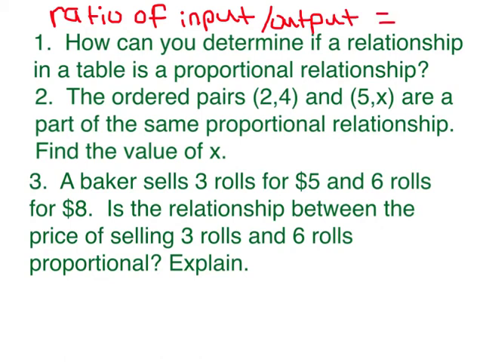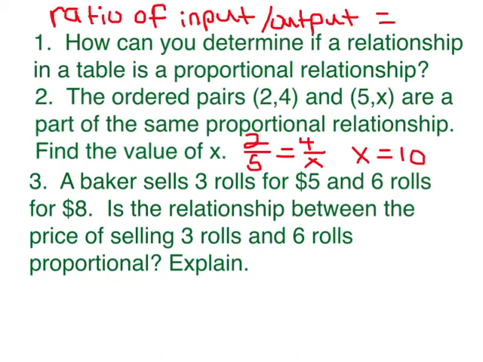Number 2, the ordered pairs are a part of the same proportional relationship. Find the value of x. Well, we know that the relationship 2 to 5 would have to equal 4 over x. So we can cross multiply, or you can look at this yourself and see that x should equal 10.